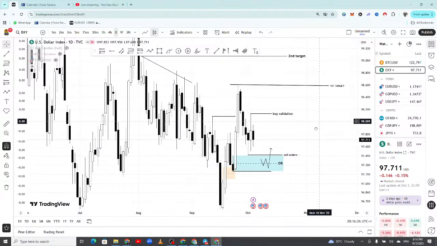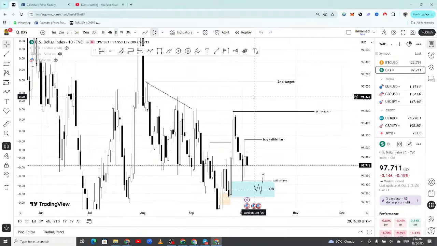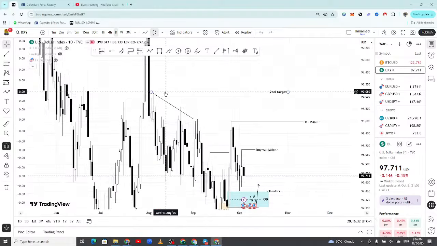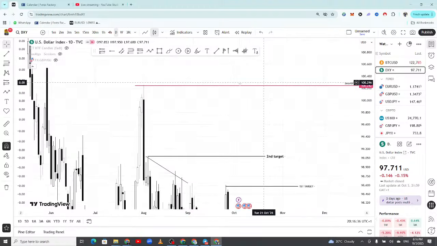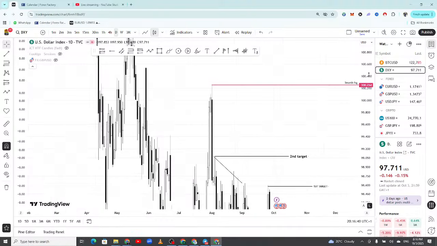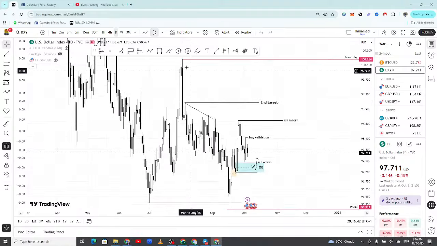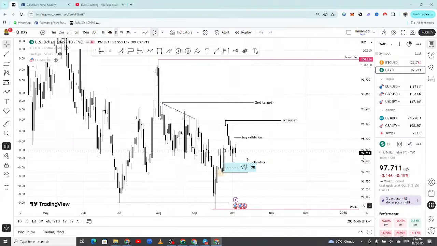And then we're going to be targeting our first target, which is the previous weekly high, and then the high of this liquidity right here, and then finally the 3 months fair value gap high. Okay, so that's basically just what I'm expecting on DXY. Let me just lock up these things. That's just simply what I'm expecting on DXY.